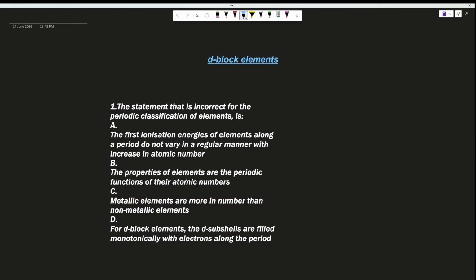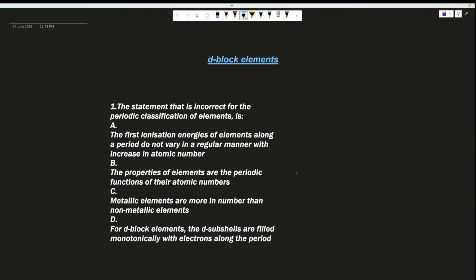Then, the properties of elements are the periodic functions of their atomic numbers. So this is the periodic law we have for the modern periodic table, which is true. Metallic elements are more in number than non-metallic. Of course, we have metals in S block, D block and also F block, also some in P block, but non-metals are very less. Next, the last one, for D block elements, the D subshells are filled monotonically with electrons along the period. Monotonically means continuously, like 1, 2, 3, 4, like that. It should go on increasing.